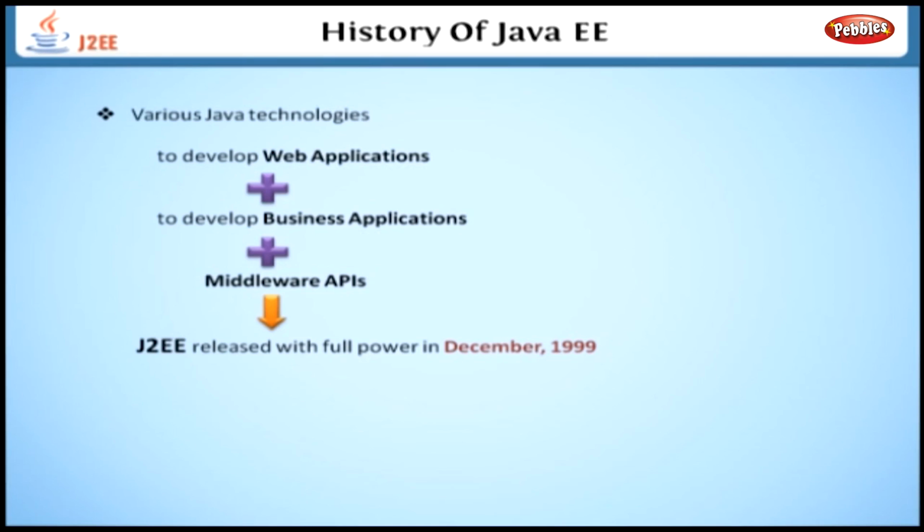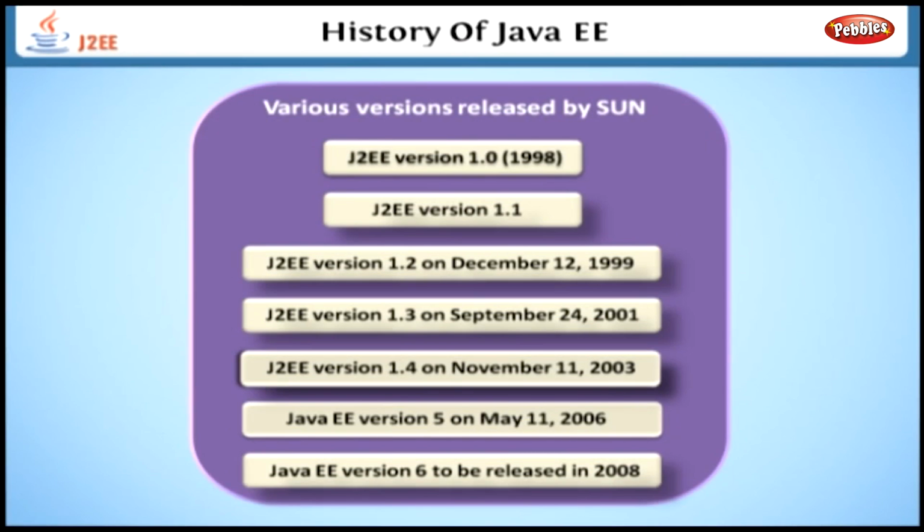I hope you are clear with the background information on Java EE. Now let's look at the various versions released by Sun Microsystems till this date. Initially, the first version of J2EE was released in 1998. Here are the various versions of Java EE and when they were released.